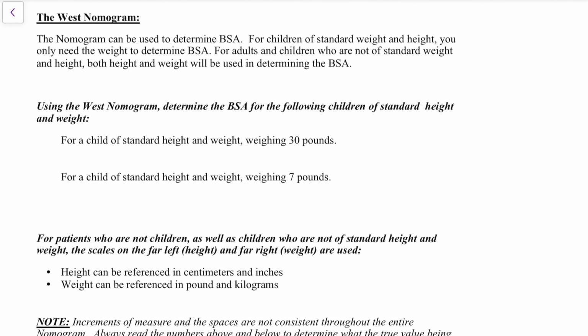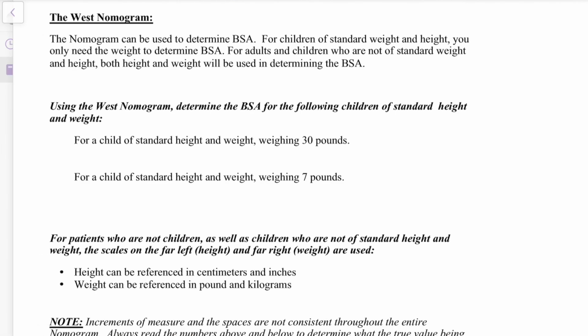There's a part in the center that you can use if the child is of standard weight and height. On the chart it says normal height and weight, but I like to use the word standard instead. So the children of standard height and weight, you only need the weight to determine body surface area, and if they're of standard height and weight, then you can kind of approximate their body surface area with this. So let's practice just using that part of the chart first. So we're going to do it for a child of standard height and weight for 30 pounds and 7 pounds.